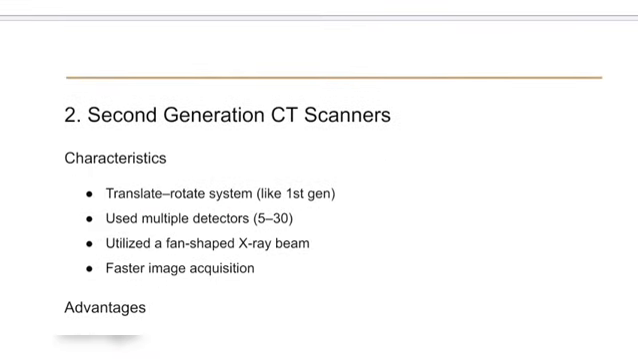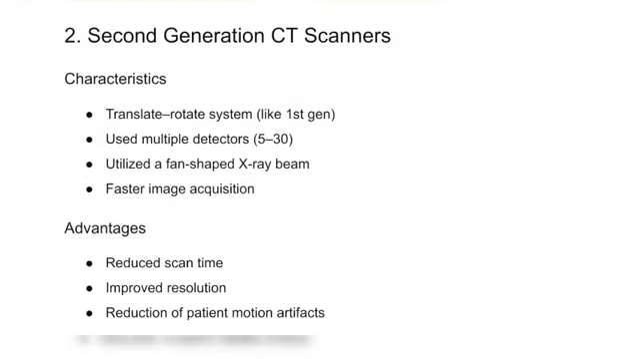Next are the second generation CT scanners. The characteristics are: it is a translate-rotate system similar to that of the first generation.